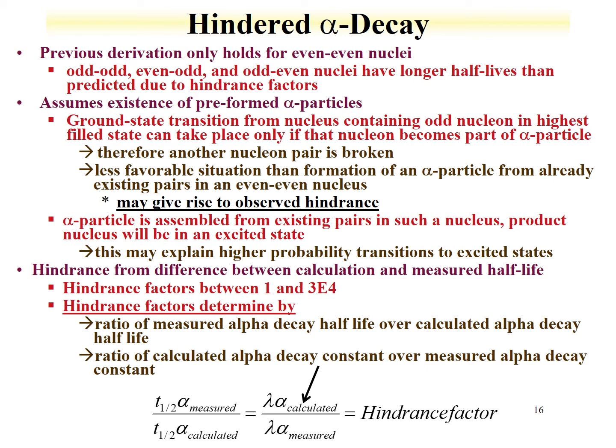This is because there's a relationship between the decay constant and the half-life, where log 2 divided by the half-life is equal to the decay constant. This is an important equation to remember, and use this to determine the hindrance factors. And it doesn't matter if I take the ratio of the half-lives or the ratio of the decay constants. What you should remember is that the values are going to be greater than 1. So if you use an equation and you make a calculation and the hindrance factor is below 1, chances are all you need to do is take the inverse of that.